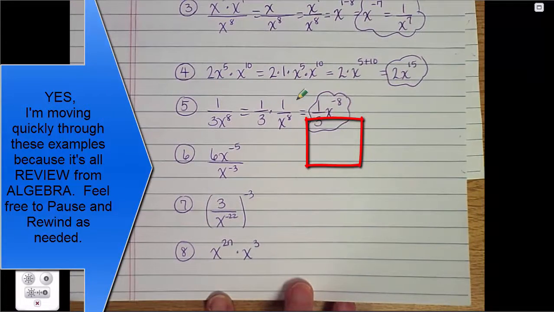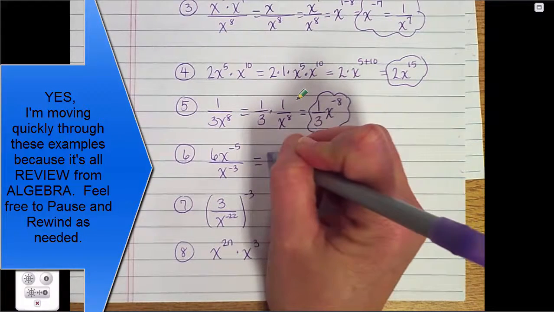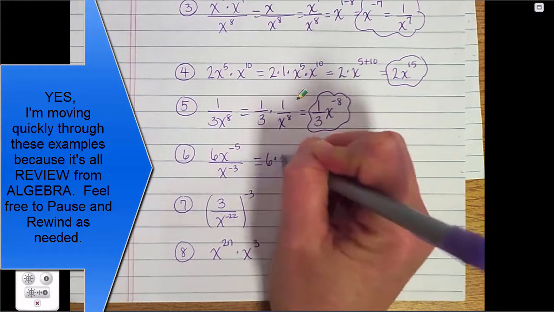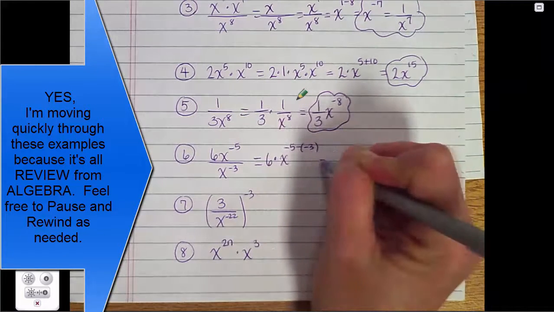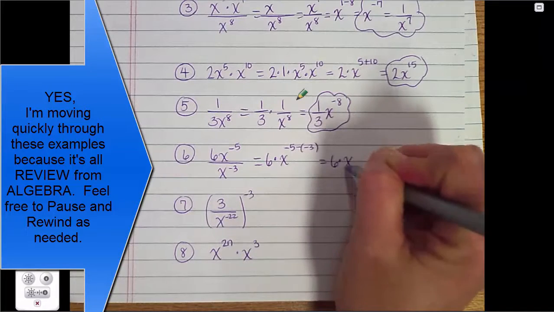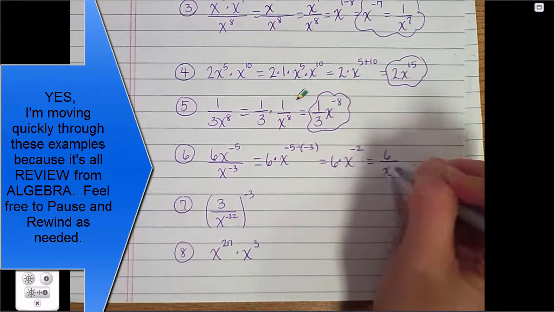That's 1/3 times x to the negative 8th. In number 6, I have 6x to the negative 5th over x to the negative 3rd. That is 6 times x to the negative 5th minus negative 3, which is 6 times x to the negative 2, or 6 over x squared.